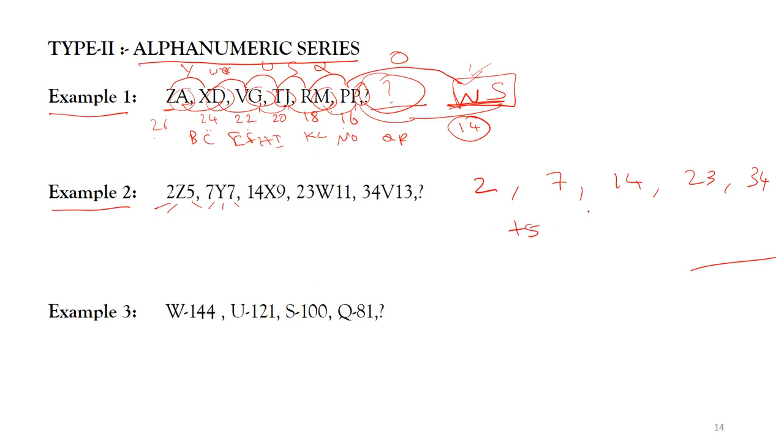7 plus 7 is 14. The difference is 7 plus 7 is 14, and next 14 plus 7 is 21, but 14 plus 9 is 23. If you see, there's a pattern here: 5, 7, 9. So obviously if I take 11, 23 plus 11 is 34. Yes, this is the logic. So next should be plus 13. So 34 plus 13 is 47.